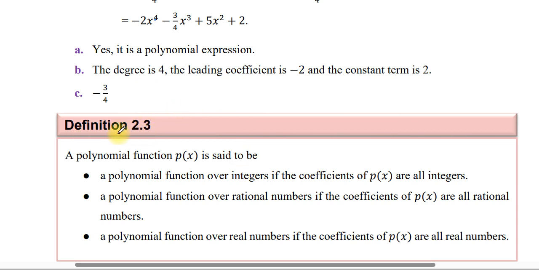Here we have another definition. A polynomial function p of x is said to be a polynomial function over integer if its coefficients of p of x are all integer.